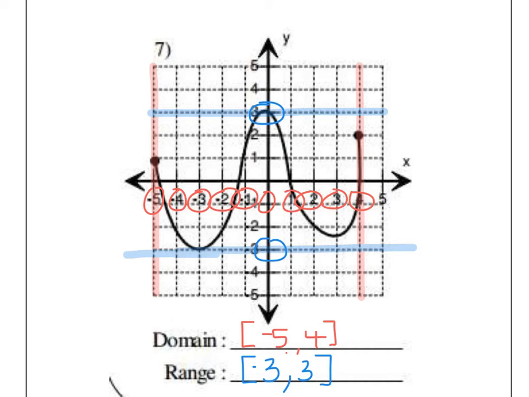So the last example, we could also write this as x is greater than or equal to -5 and less than or equal to +4. So that's the same thing. Either one of those will be fine. This one would be -3 for y: y is greater than or equal to -3 but less than or equal to +3.